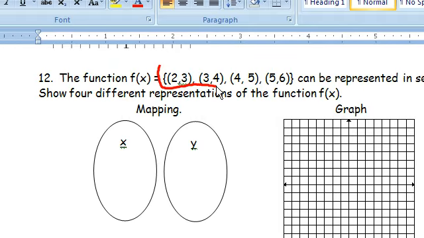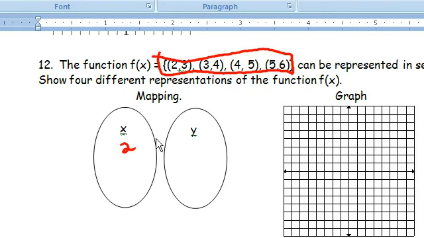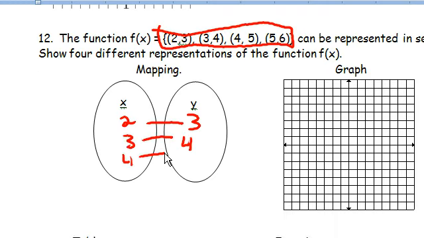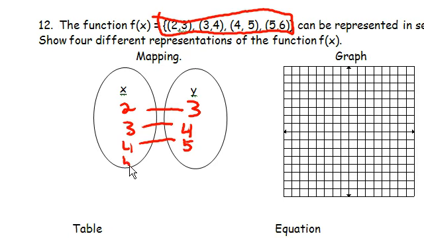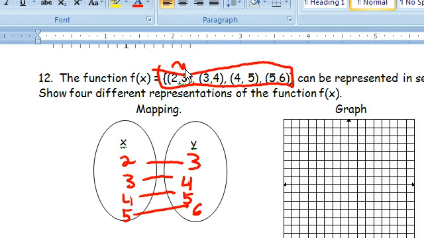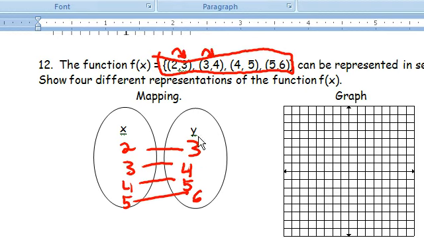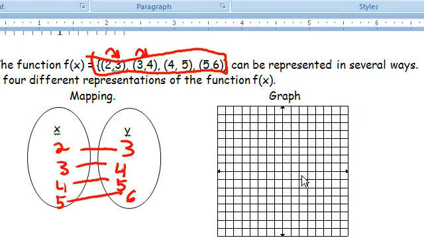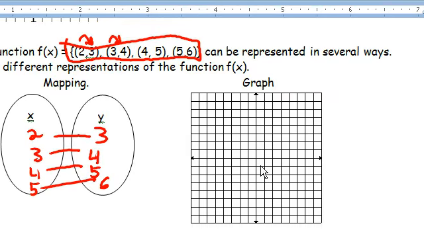We're working with this data right here, our function. So 2 is mapped to 3. 3 is mapped to 4. 4 is mapped to 5. 5 is mapped to 6. And you can see this all matches up. 2 is mapped to 3. Yes. 3 is mapped to 4. Yes, and so forth. Okay, let's graph those.